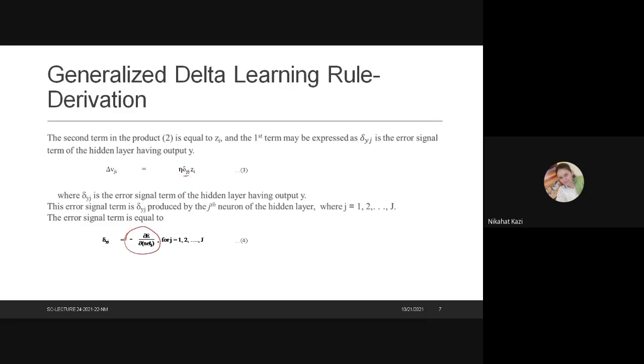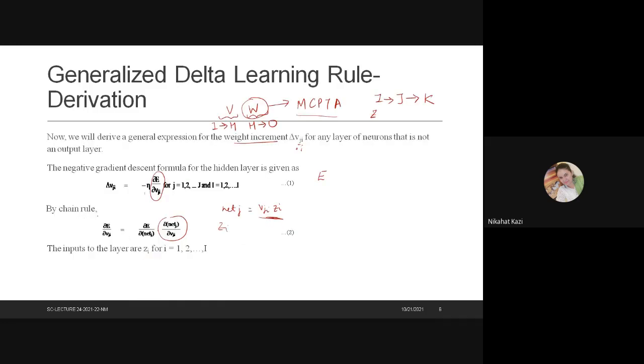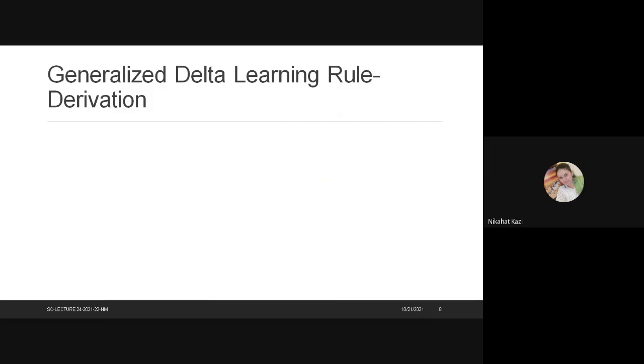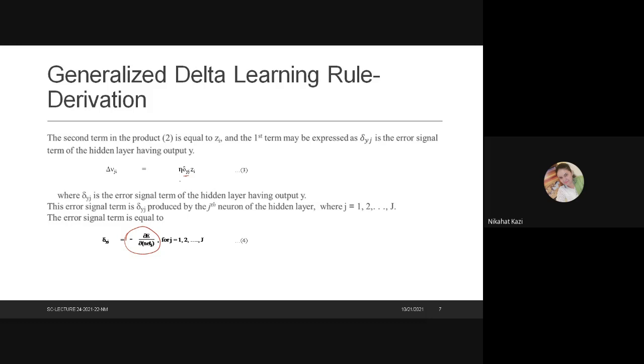We have just substituted this into the very first equation that we had, that is of delta Vji. So what was delta Vji? Delta Vji is minus eta times this term. We used the chain rule, we got this part as Zi, and delta Yj is nothing but minus of this term. Once we substitute this into the equation of delta Vji, we get eta times delta Yj times Zi.